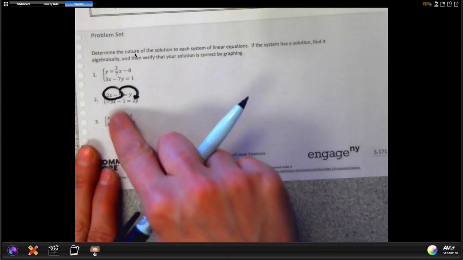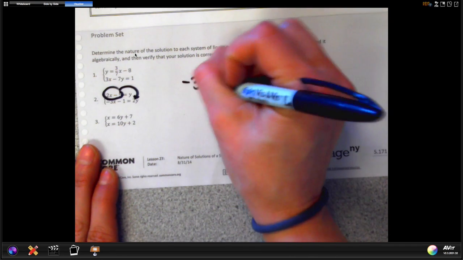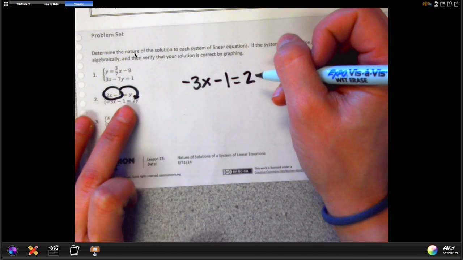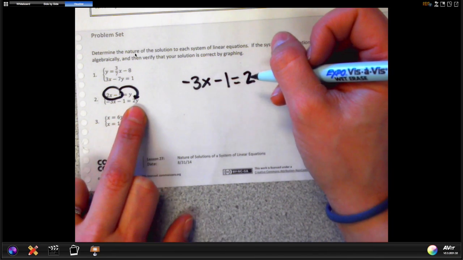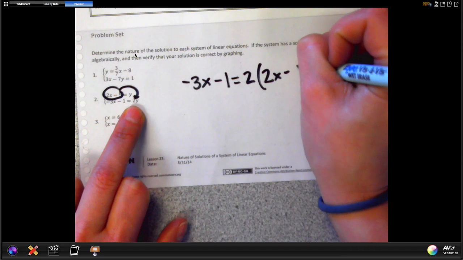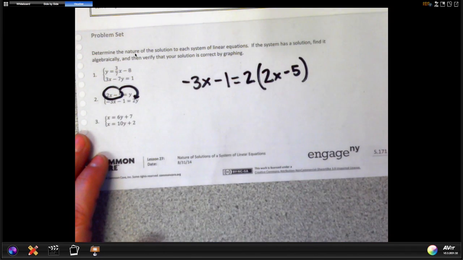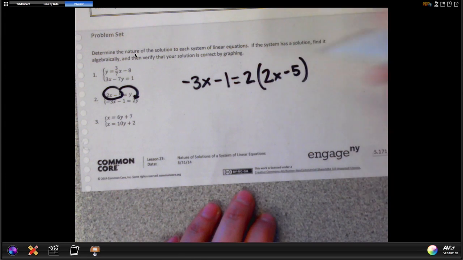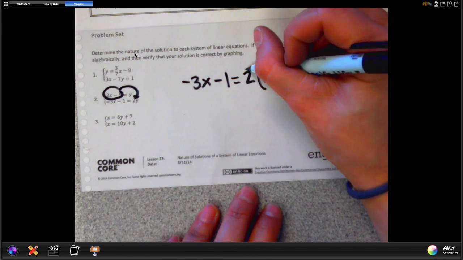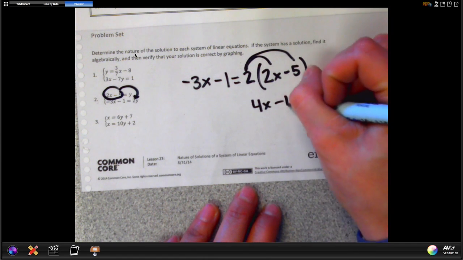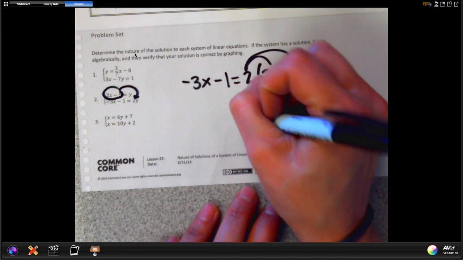Okay, so let's rewrite the second equation. We get negative 3x minus 1 equals 2. That's all the same thing as the second equation has. And now it says y, but instead of y, we're going to replace that with parentheses 2x minus 5 from the equation above. Now, we have to rely on what we know about equations and what we have to do here. So the first thing we have to do is get rid of the parentheses. So we need to distribute. 2 times 2x is 4x. 2 times negative 5 is negative 10. Bring down the rest of the equation.